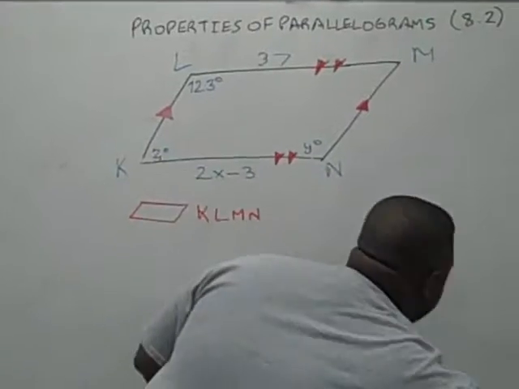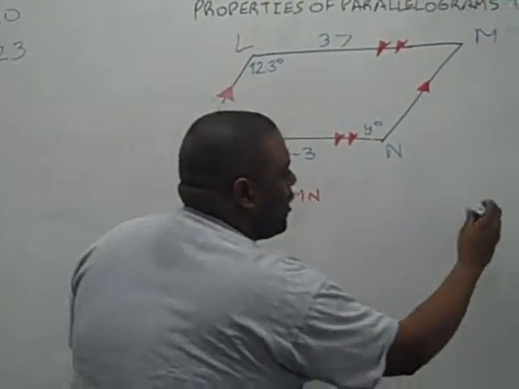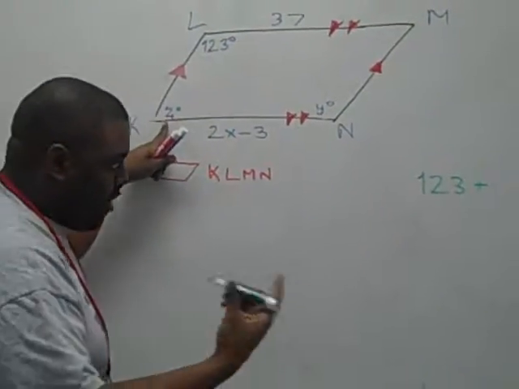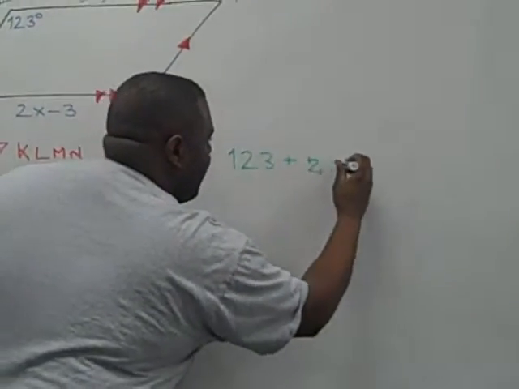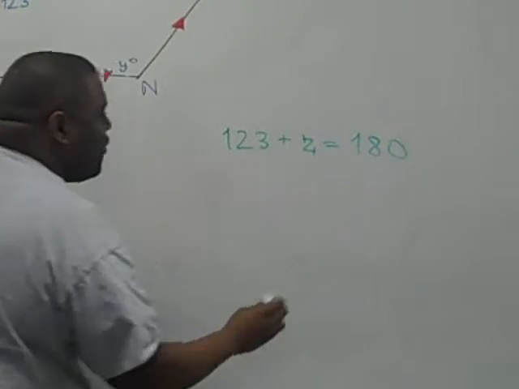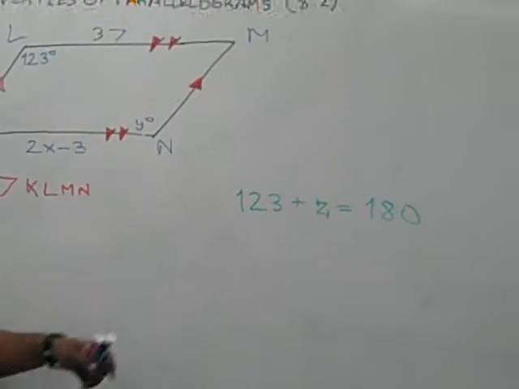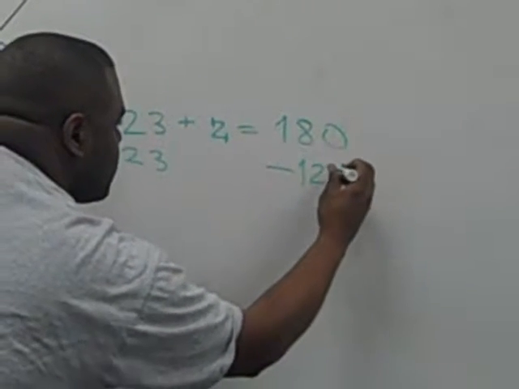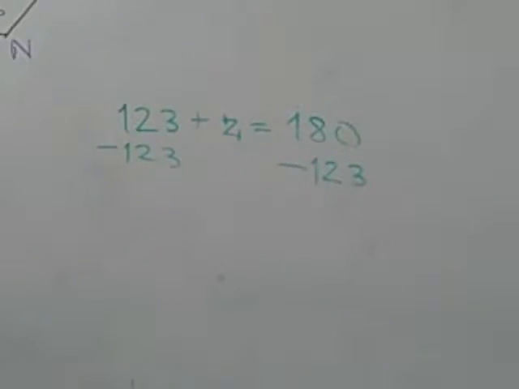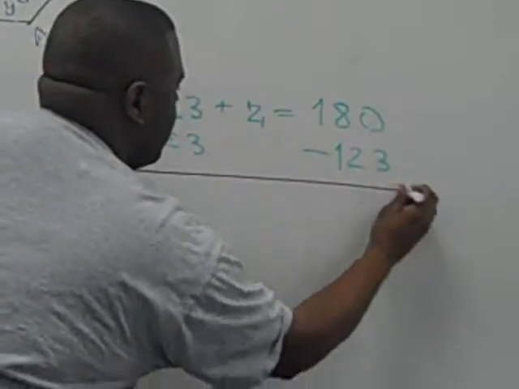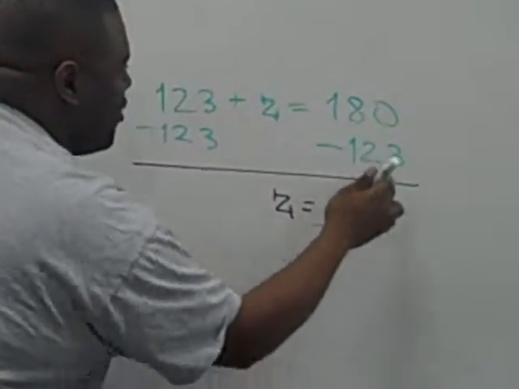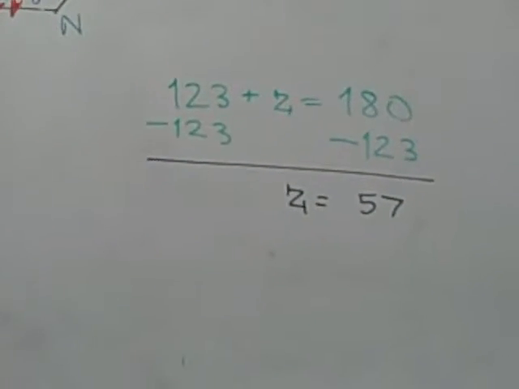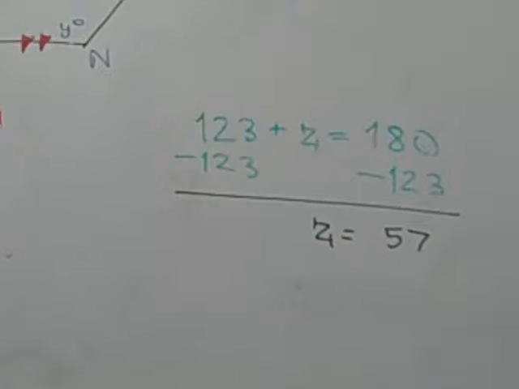And we're going to take 123 and add it to z, which is our unknown. And that's going to equal 180 because, again, those angles are supplementary. Take away 123, subtract. And you will get z equal to 180 minus 123, which is 57. Okay? So let's keep a tab on that.